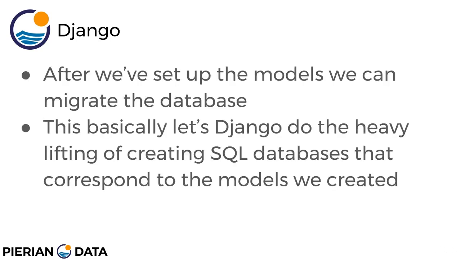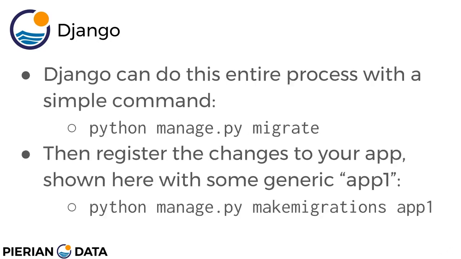And after we set up the models, we can migrate the database. So don't worry if you didn't fully understand that code. In the next lecture, we're going to be coding and explaining it a lot more. So again, when we actually set up the models, we can migrate the database, and this basically lets Django do the heavy lifting of creating SQL databases that correspond to the models we created. And this is the part that's really cool about Django. You can just write up those classes, and then with a very simple command, Django is going to do all the heavy lifting of creating a SQL database that corresponds to that model.